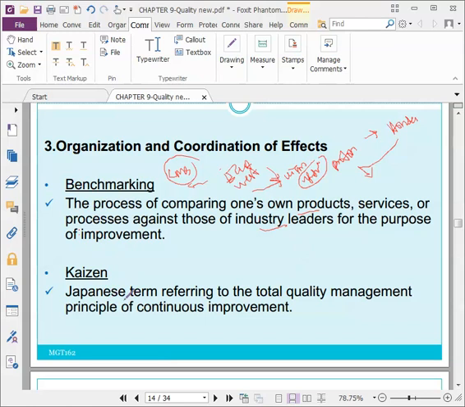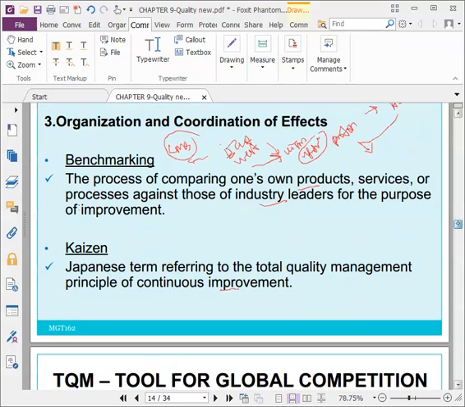Kaizen ni biasanya Japanese or company Japan lah, dia akan menggunakan Kaizen. Japanese term referring to the total quality management principle of continuous improvement. Okay, so ni dua adalah benda yang paling utama. Nanti kita akan tengok balik semula apa dia benchmarking and pricing.